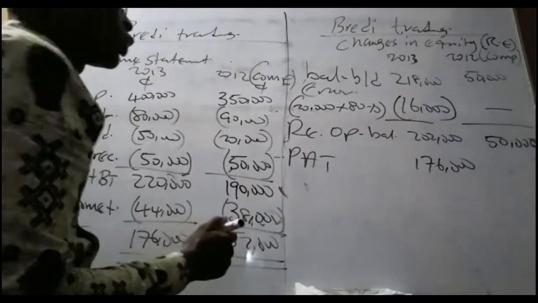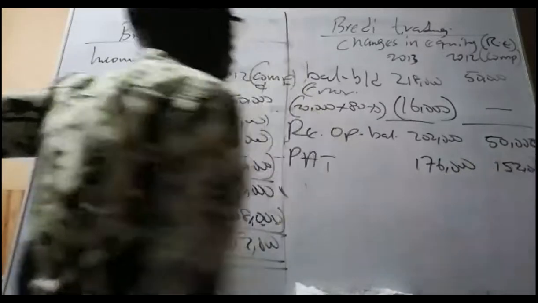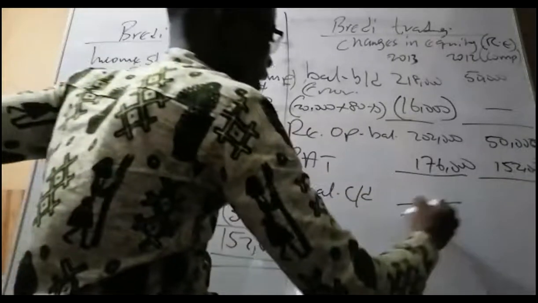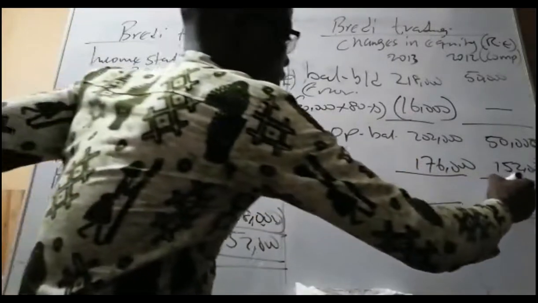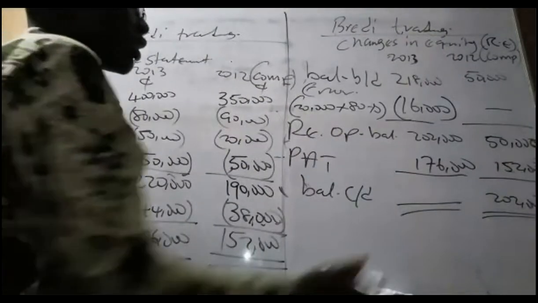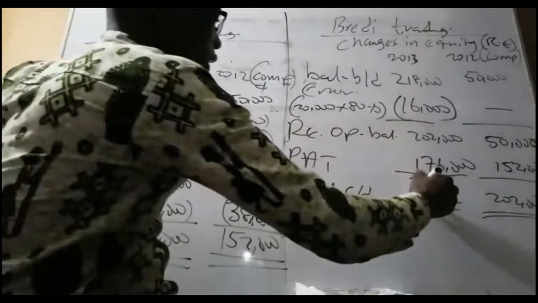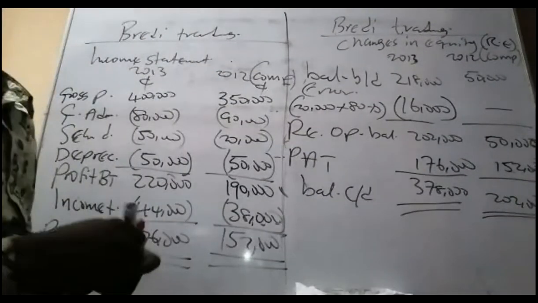Then 152,000. So here will be 152,000. Let's add them and get a closing balance, the balance carried down. So here will be 202,000. Add this to this, so you get 378,000 as the final section.